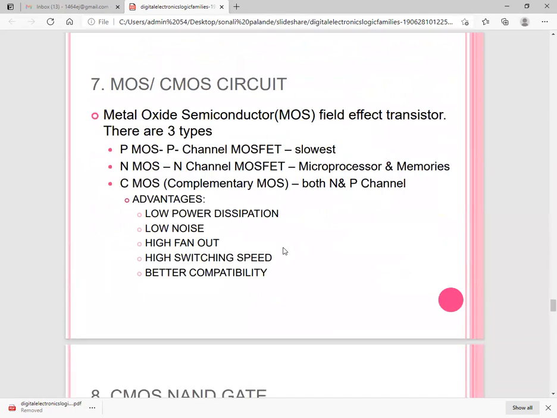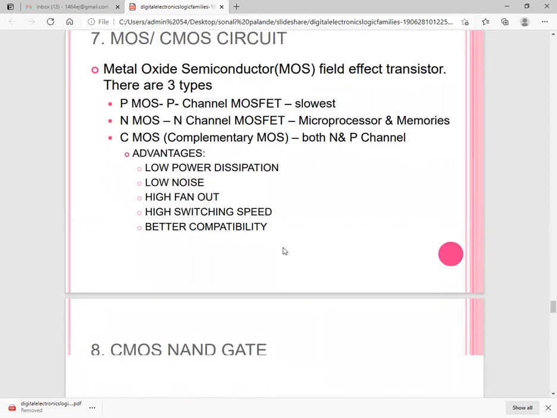So the next point is the MOS or CMOS circuit. Metal oxide semiconductor, that is MOS, field effect transistor. There are three types: PMOS, that is P-channel MOSFET, which is the slowest one. The N-channel MOSFET, which is used in microprocessors and memories. Then the third type is CMOS, that is complementary MOS, where both N and P channel are available. The advantages of CMOS are low power dissipation, low noise, high fan out, high switching speed, and better compatibility.